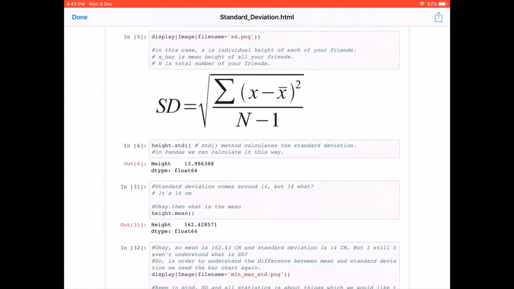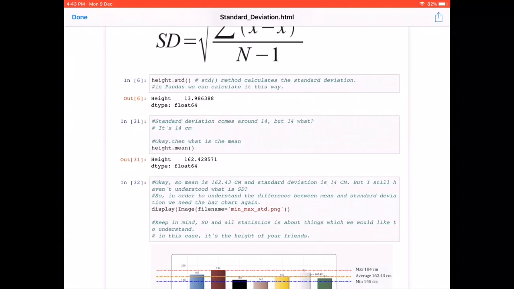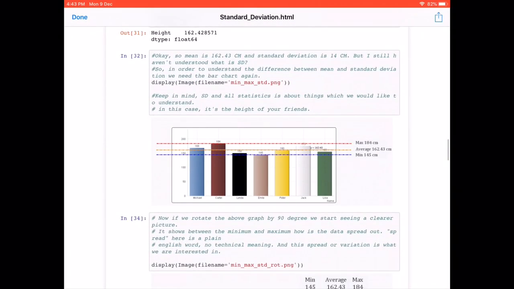So I'm explaining standard deviation also in terms of height, in terms of centimeters. Now I see that the standard deviation is 14 centimeters, and if I calculate the mean, again I can do that by the dot mean function, and I get around 162.42 centimeters. If I use the picture again, my min is 145, my max is 184, and my average is 162.43. But tell me, I still haven't understood what standard deviation is here.